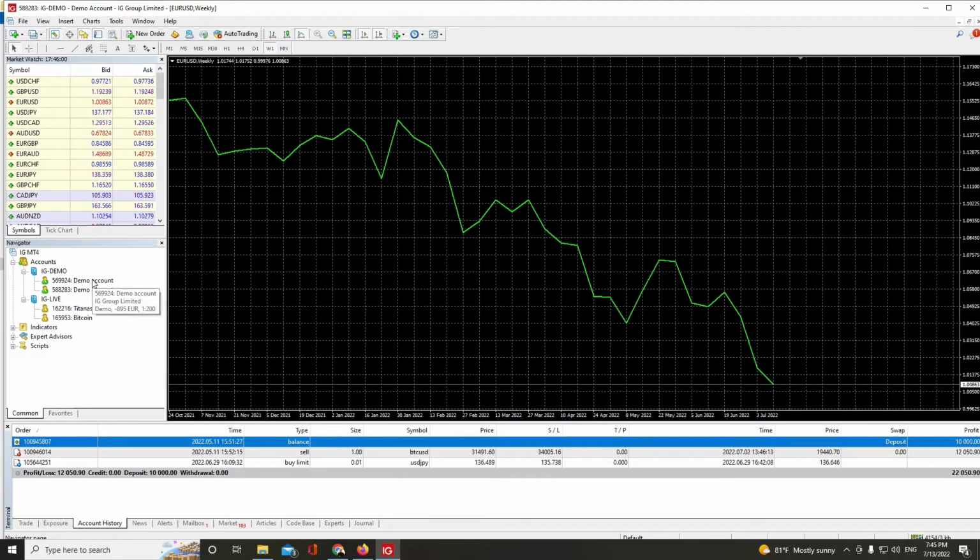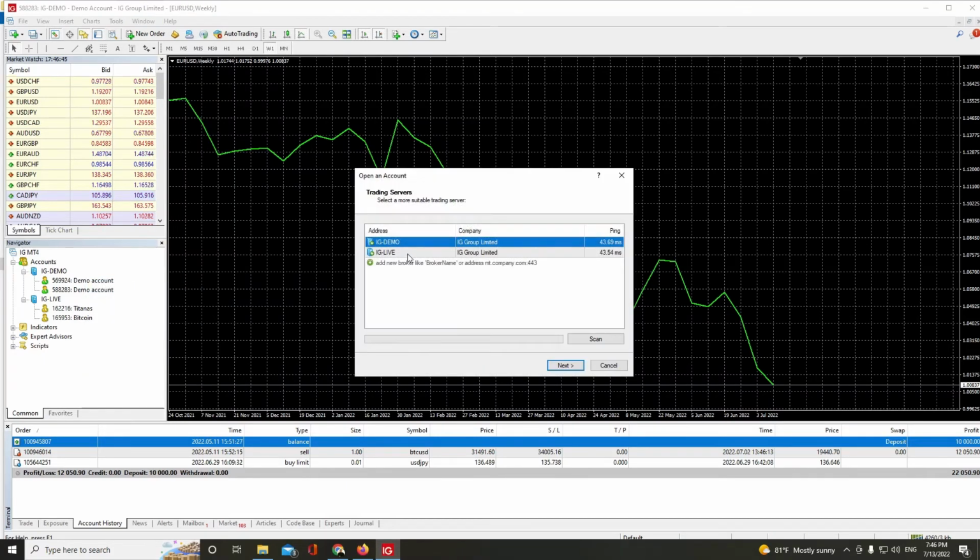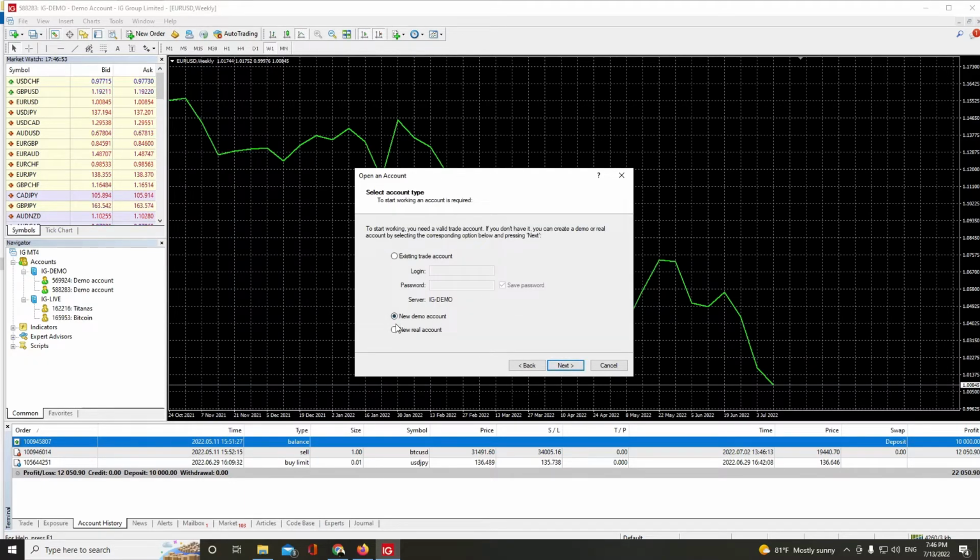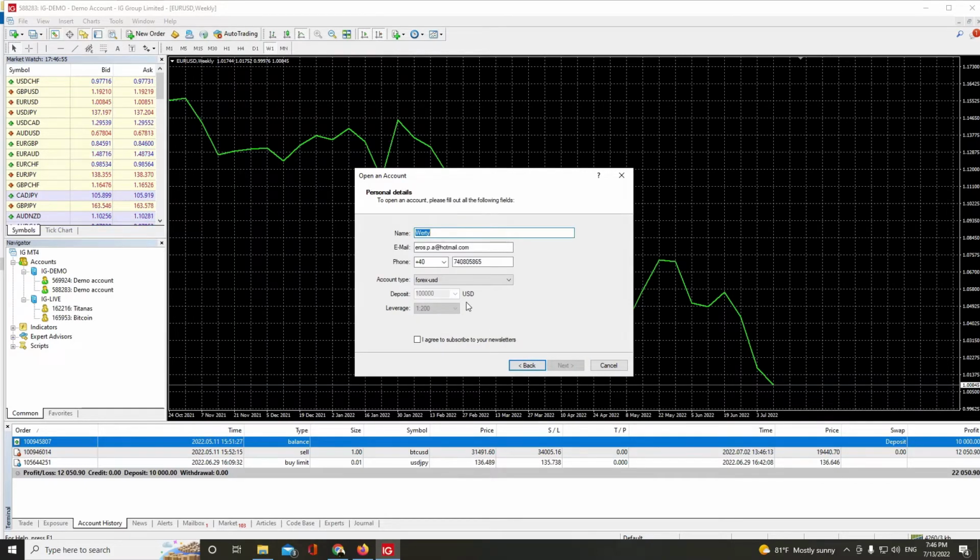Here are our demo accounts, and here is where you need to pay attention. Why demo? Well, of course, the answer is very simple. Because it's zero risk. I will show you how to open an account. Of course, we are talking about the MT4. You will have two options, depending on your trader. I will choose the demo. I will create a new demo account, and this is the point where you will choose the leverage.